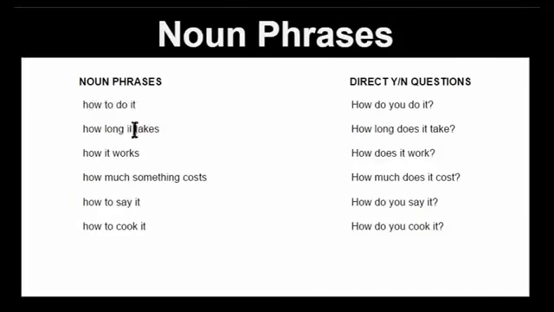How to do it, how long it takes, how it works, how much something costs, how to say it, how to cook it. When we change it to the direct question, we see how to do it becomes how do you do it, and how long it takes we change to how long does it take. That's the direct question.